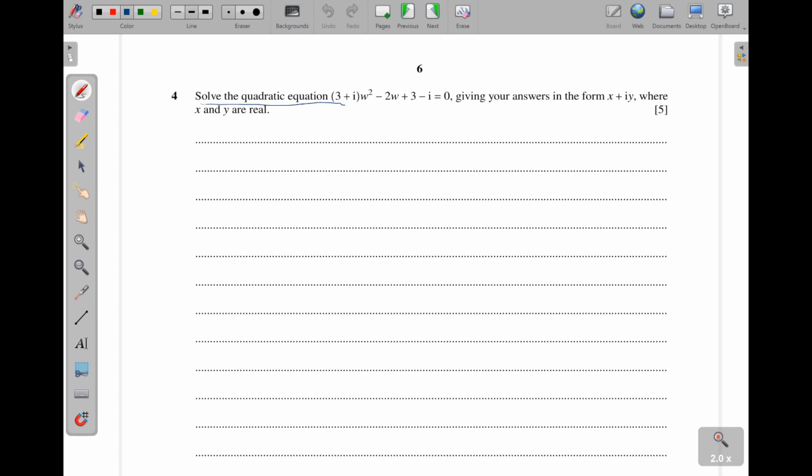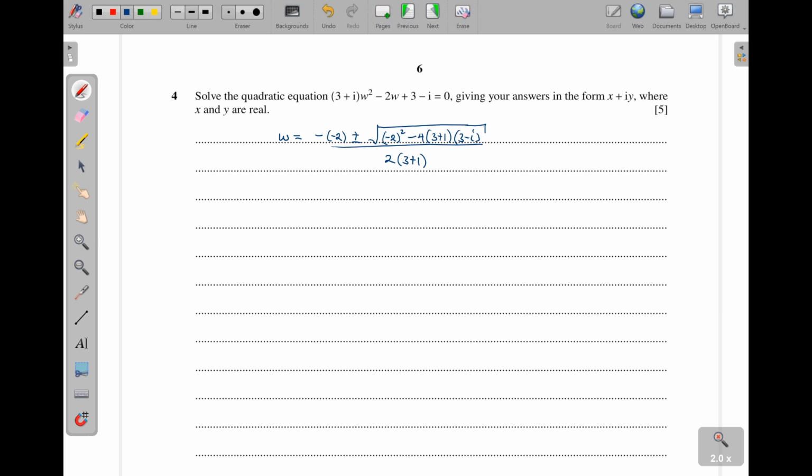Question 4. Solve the quadratic equation, this one here, giving your answers in the form x plus iy, where x and y are real. Since this one is a quadratic equation in W, I'm going to solve it that way. By using the quadratic formula, W is going to be minus B, which is negative 2 here, plus or minus the root of negative 2 squared, that is B squared, minus 4AC. Then we divide by 2A.